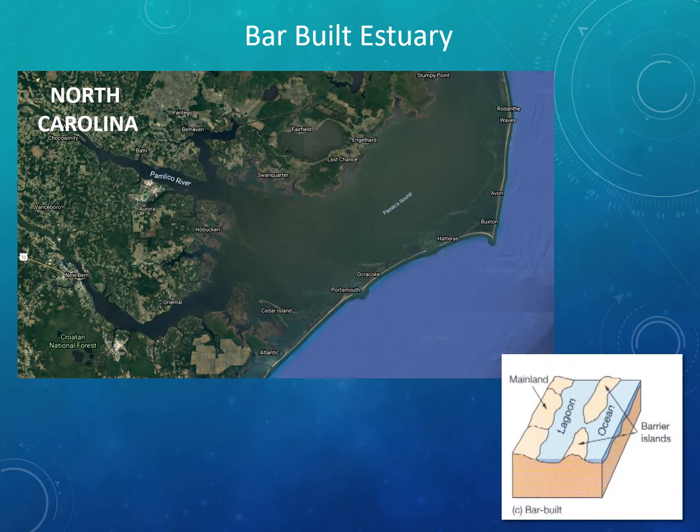Bar-built estuaries, which are shown here with Pamlico Sound off the coast of North Carolina, form as barrier islands block flow from the river into the ocean, and that creates this embayment or a lagoon type of environment. So again, that's a bar-built type estuary. So we've got barrier islands or spits that block that ocean flow, and at the same time have enough of a connection to create this lagoon type of environment.